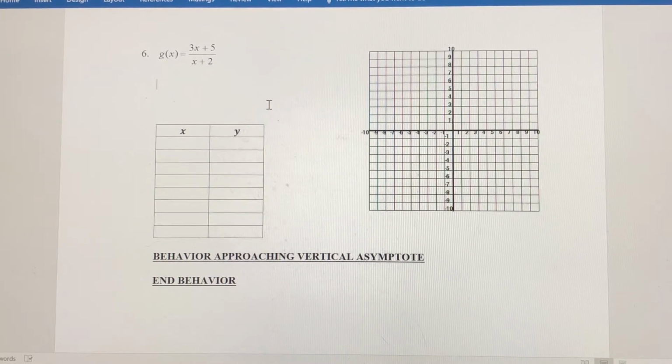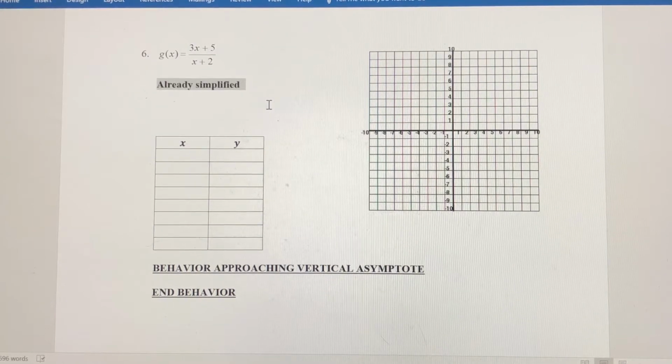We want to factor the rational function if possible. The numerator and denominator here are already simplified, so there's nothing really we can do there. Okay. Next thing we want to do is find the intercepts. All right. So the x-intercept is when g of x here is 0.